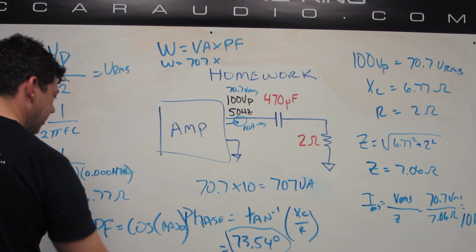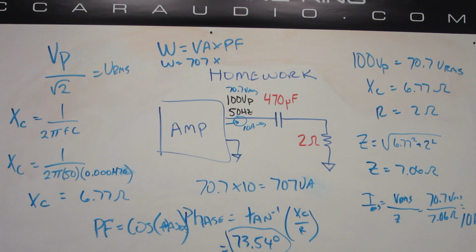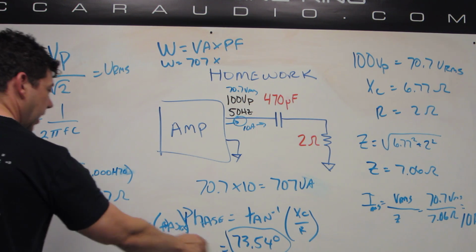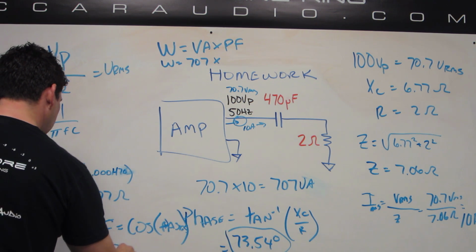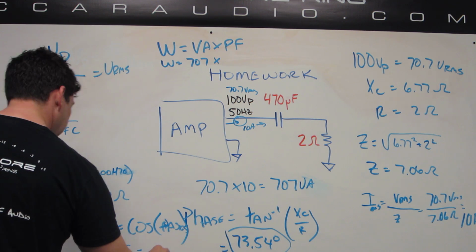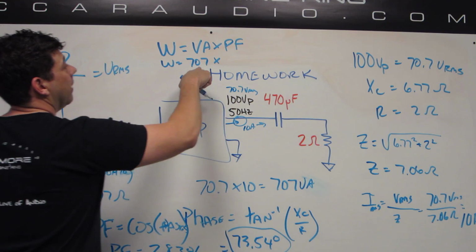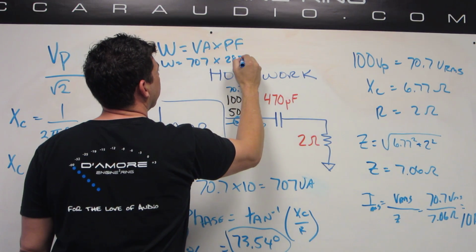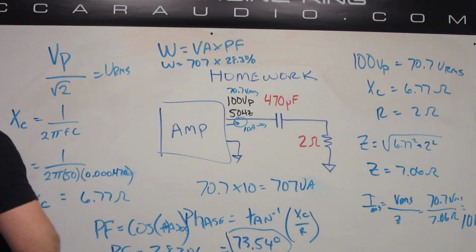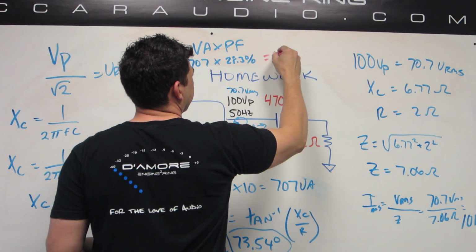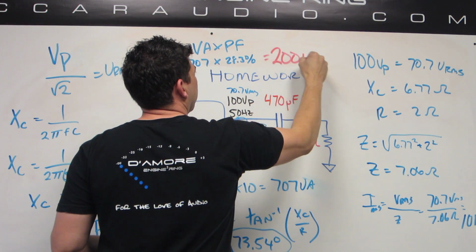I don't know what that says. It's supposed to say phase. Cosine of phase. So once we calculate the cosine of 73.54 degrees, we see that the power factor is 28.3%. So 707 times 28.3%, work that out, and we see that the actual watts is 200 watts.